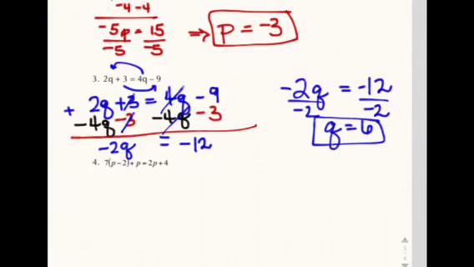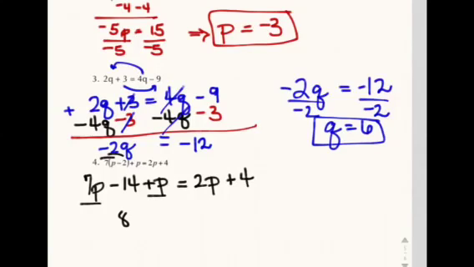Looking at this next example, 7 times the quantity p minus 2 plus p is equal to 2p plus 4. Again, the first thing you want is everything to be opened up so you can combine like terms. So the first thing that needs to happen here is the 7 needs to get distributed through. This will give 7p minus 14 plus p is equal to 2p plus 4. On the left, you can combine 7p plus p, 8p minus 14 equals 2p plus 4.